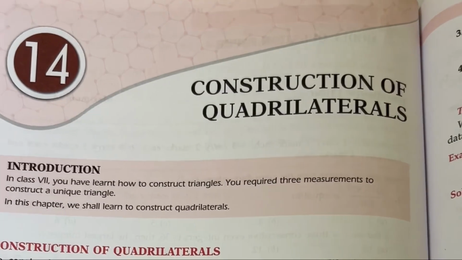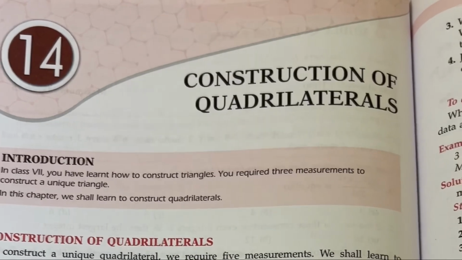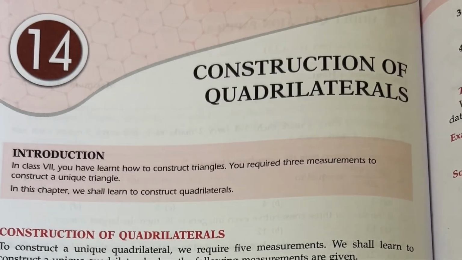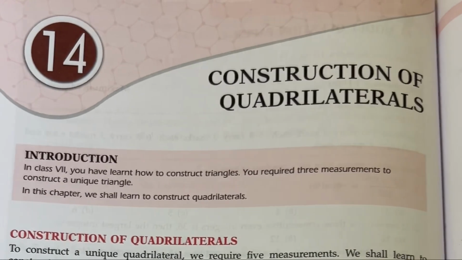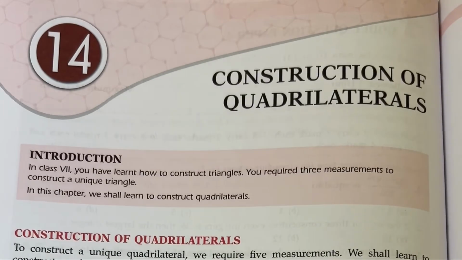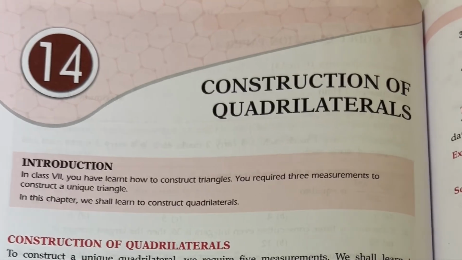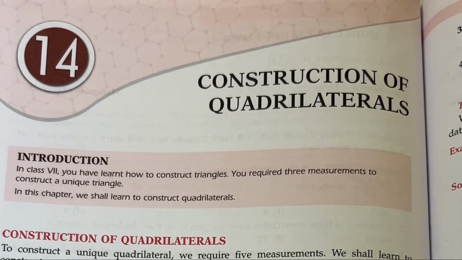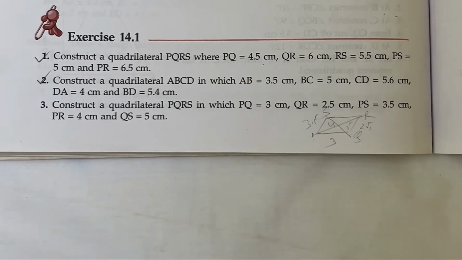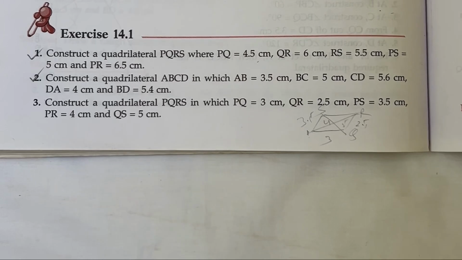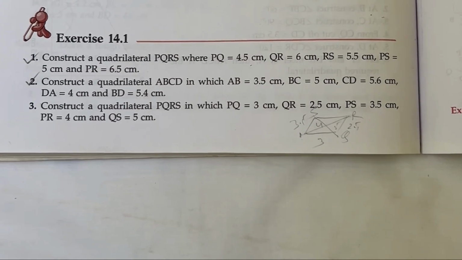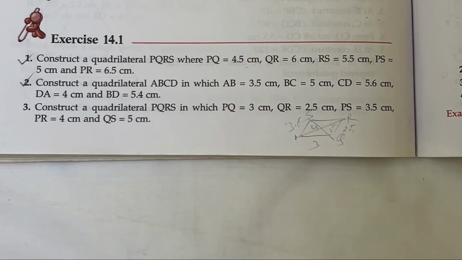Hello everyone. So today we are starting with constructions of quadrilaterals, class 8, chapter 14, exercise 14.1. For this chapter we will be requiring a good sharp pencil along with a compass, a ruler, and an eraser.